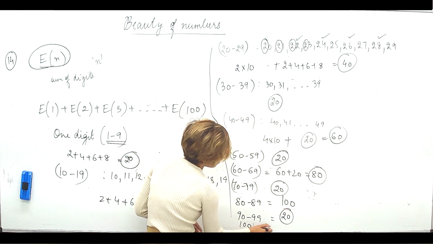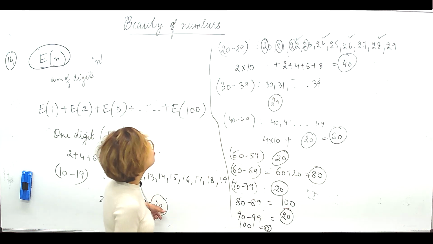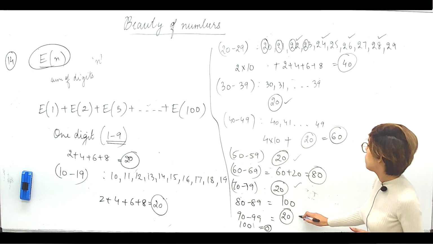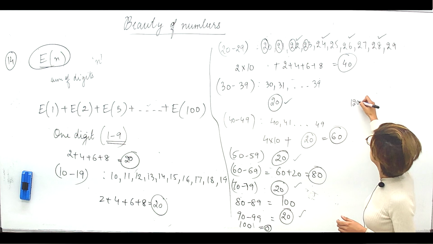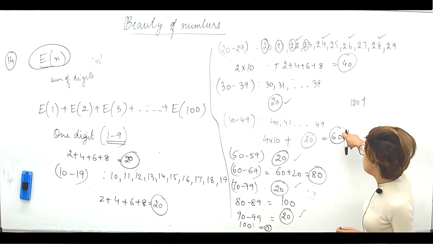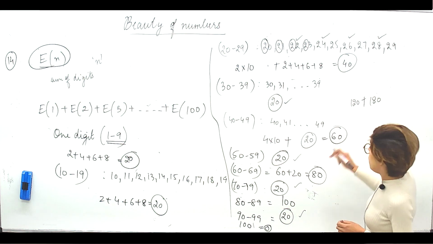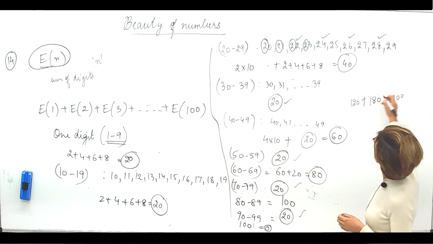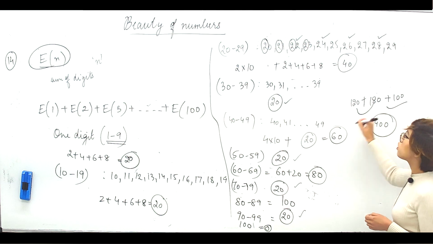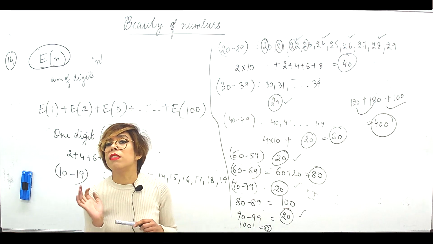So, that is 0. So, let me count it up. Now, how many 20s came? 1, 2, 3, 4, 5, 6. That is 120 plus. Check it. 40 plus 60, 100. 100 plus 80, 180 plus 100. So this is 300, this is 100, so that means this is 400. Which is your answer.